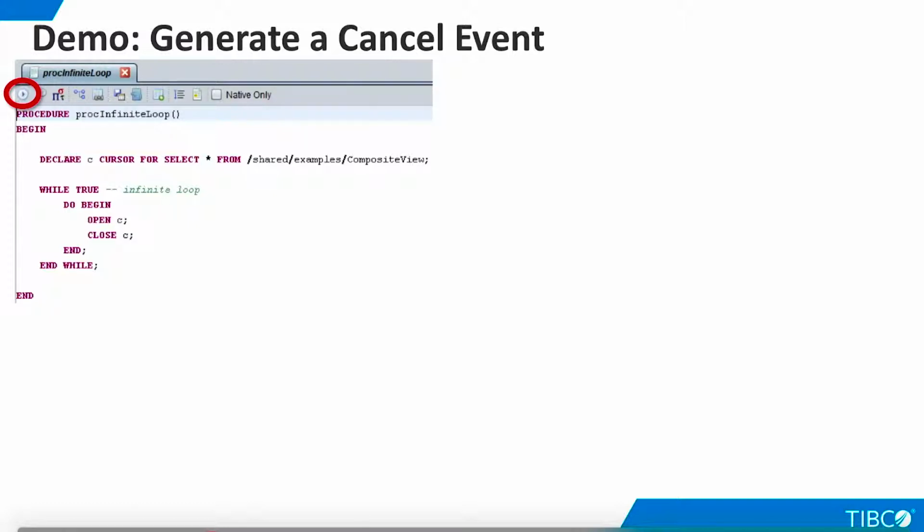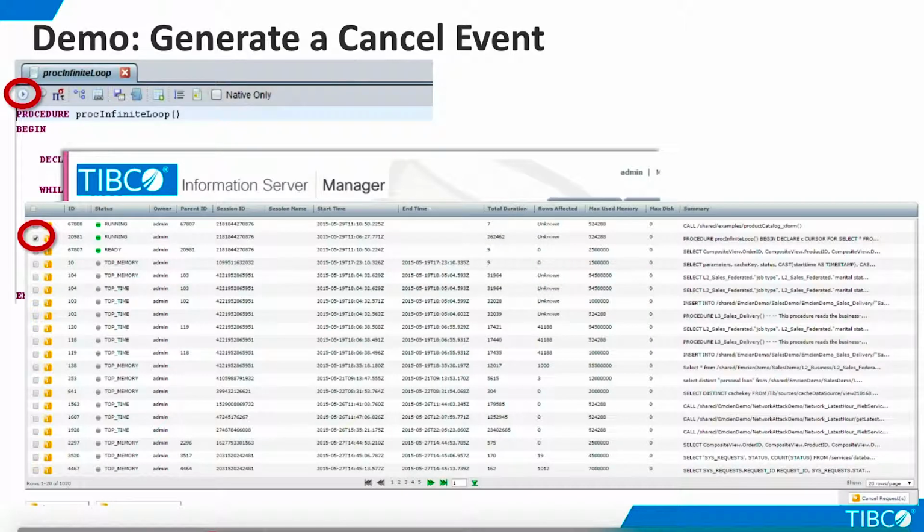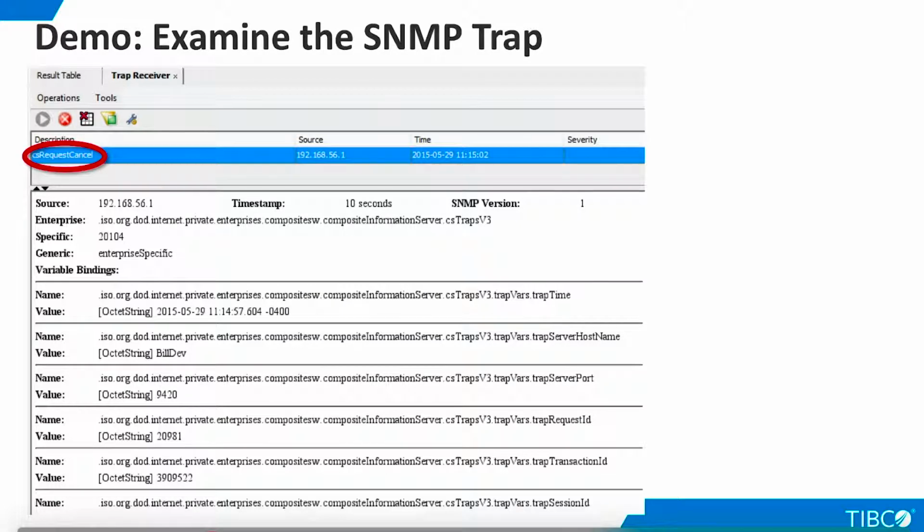Now open TDV Manager and navigate to Monitoring, Requests. Select the runaway request. To be sure you are selecting the right request, note that it has no parent ID, and the script itself is shown in the summary column. Cancel the request. Our iReasoning trap receiver shows the event. Double-click it and all the details of the trap will be shown.